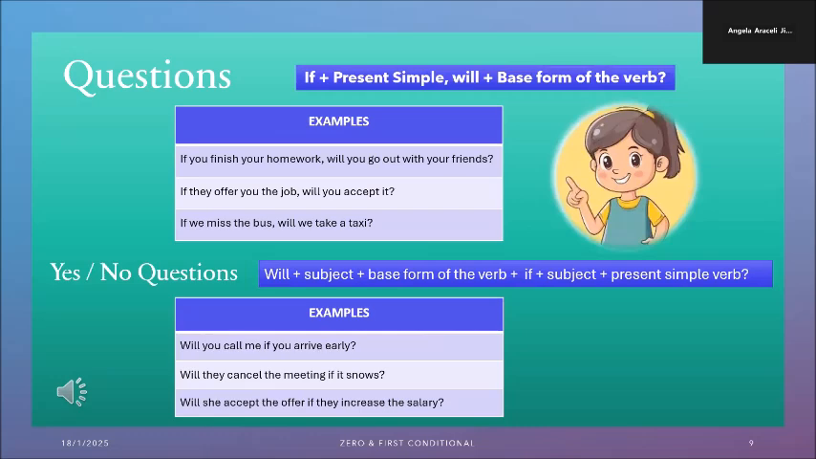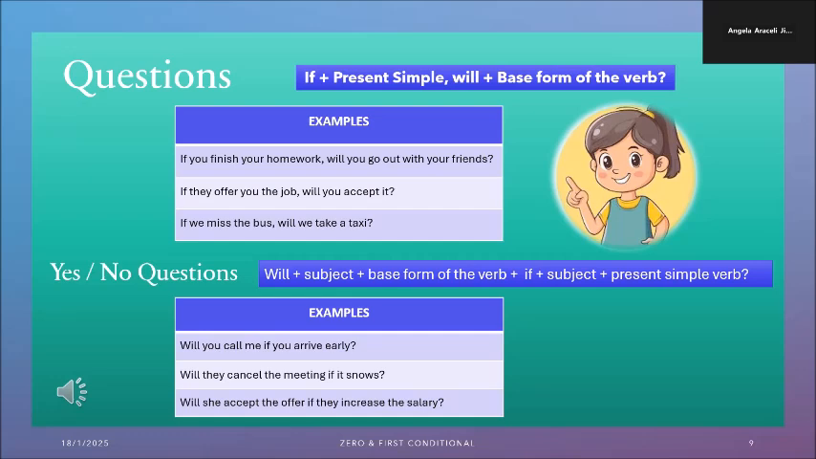The first conditional questions are grammatical forms used in English to discuss probable or likely outcomes in the future, based on a certain condition being met. The structure typically involves an if clause that presents a possible condition, and a main clause that describes the result that will follow if the condition is fulfilled. The formula for these conditional questions is: if plus present simple, comma, will plus base form of the verb.